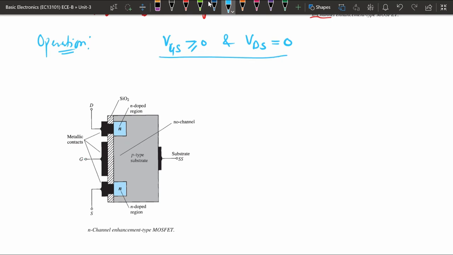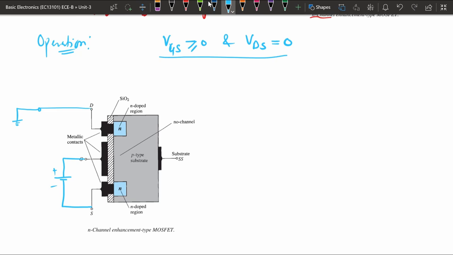that means at the gate side we apply some positive value. But the drain is connected to ground, or you can say it is not connected anywhere, like it is open, or we can just call it connected to zero. If this is the case, at that time, what internal processes will be happening is here.